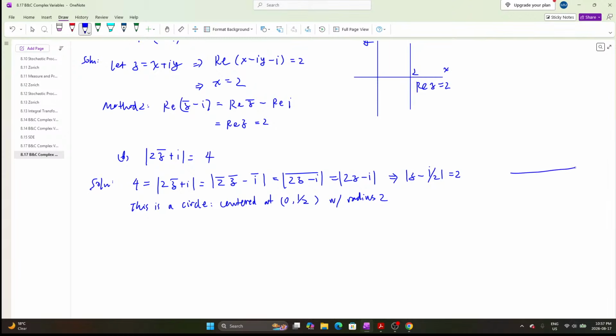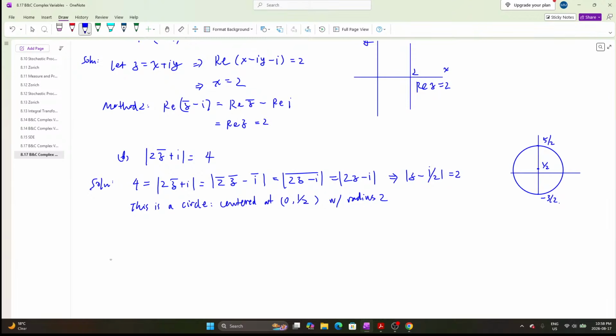Let's draw the diagram. The center is on the y-axis, at 1/2, and the radius is 2. Because the radius is 2, the top point has a y-coordinate of 2 plus 1/2, so that's 5/2, and the bottom point has a y-coordinate of 1/2 minus 2, that's minus 3/2. And we're done. This is part B.